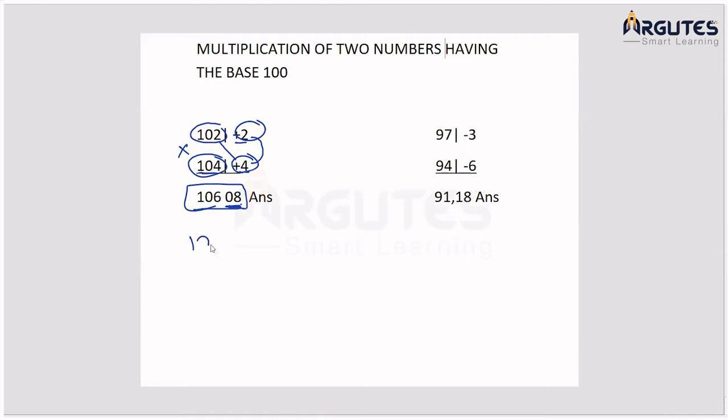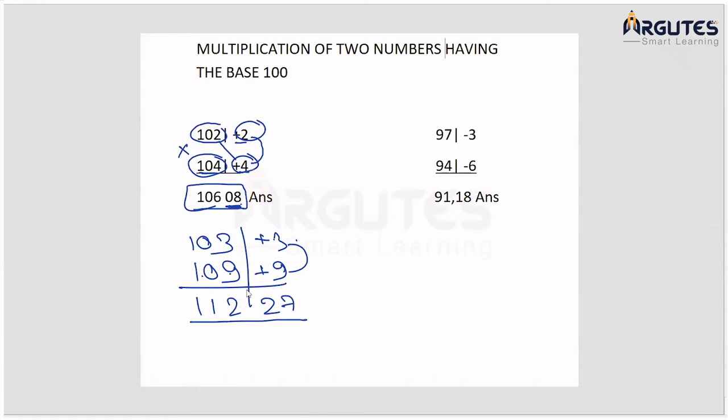Another example I am giving you. If it is 103 into 109, it is 3 more and 9 more. So first 9 times 3 will become 27. Then 103 plus 9 will become 112. Or you do 109 plus 3, it will always become 112. So the result is 11227.